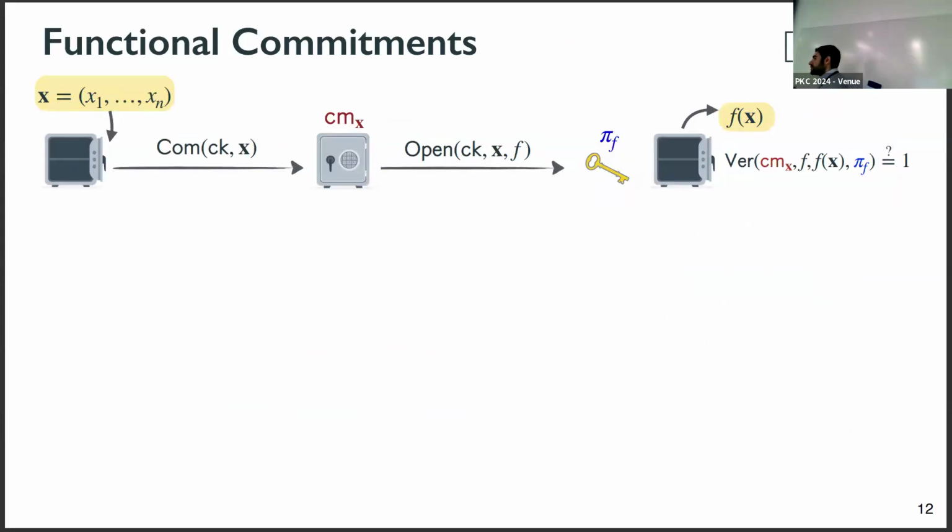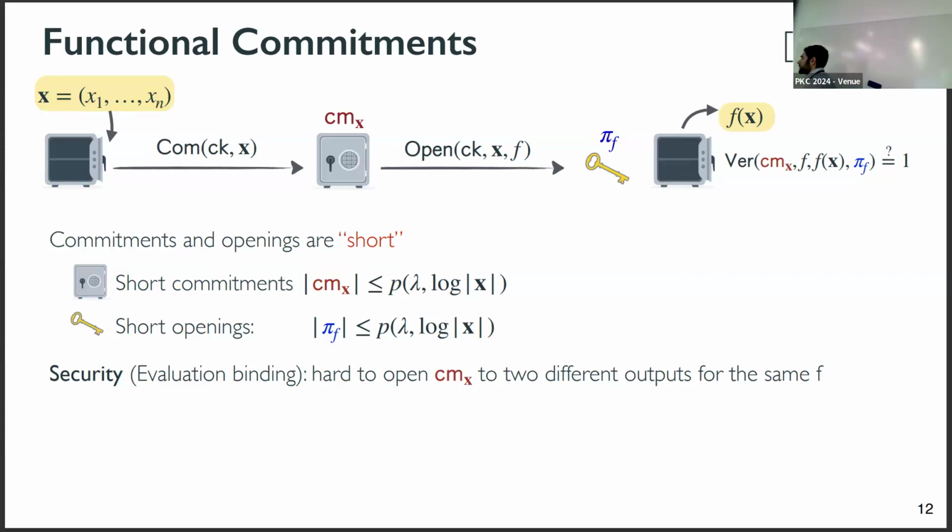So, to explain our solution, I first have to recall this notion of functional commitments that was proposed by Libert, Ramanna, and Yung in 2016. This is a cryptographic primitive that allows one to commit to a large vector X in such a way that later you can open to a function of this vector. So you can essentially create an opening proof for f of X that you can verify given only the commitment, the description of the function, the output, and this proof. Functional commitments have two crucial properties: the commitments are short and the openings are short. By short, we mean, for example, logarithmic or constant in the vector size. And in terms of security, they satisfy evaluation binding, which roughly says that it is computationally hard to open one commitment to two different outputs for the same function.